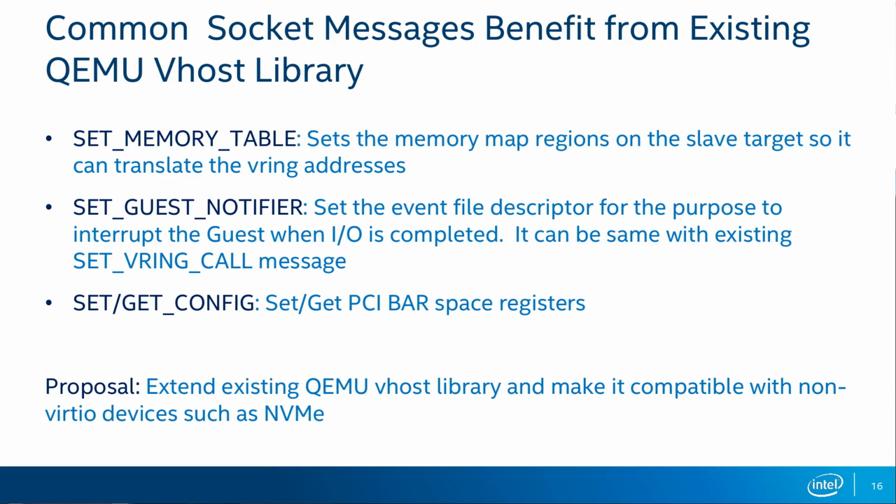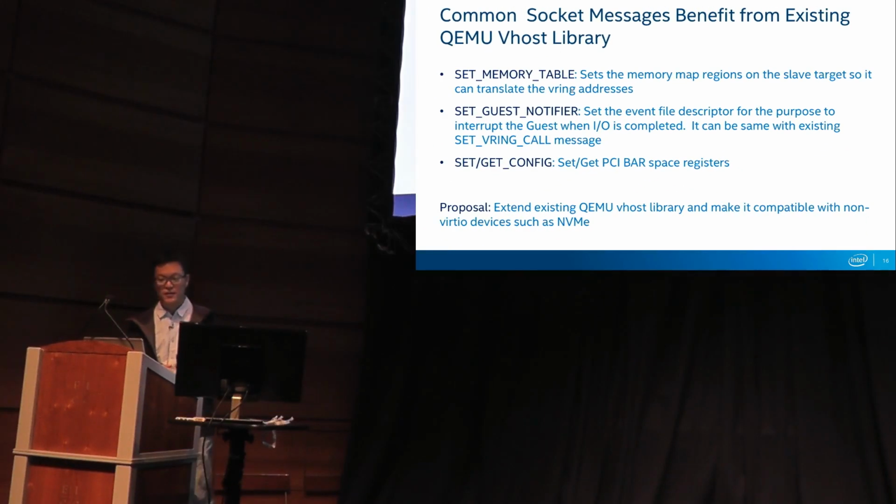So for this one, I already just said, for the set memory table used to map the shared memory between the QEMU and the guest, and the set notifier, we can reuse the existing vhost message set variant call to set up the IOQ. And for the third one, it is get config. It can be used to get the PCI bus base address registers.